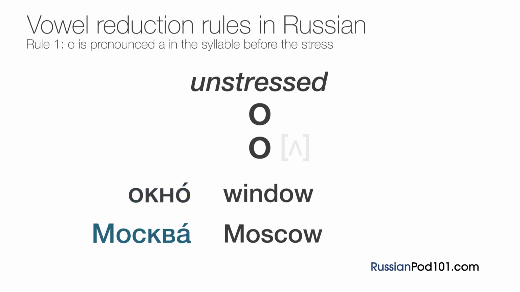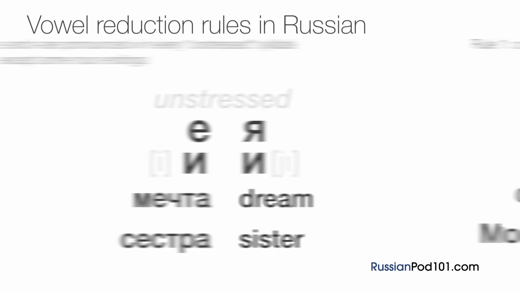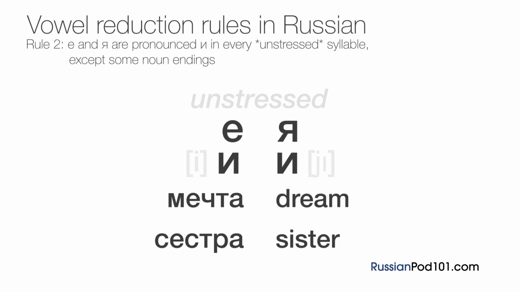Окно. Москва. Notice how it's pronounced differently than the way it's spelt. Окно. Москва. Keep in mind that this only applies if the vowel appears in the syllable immediately before the stressed syllable.